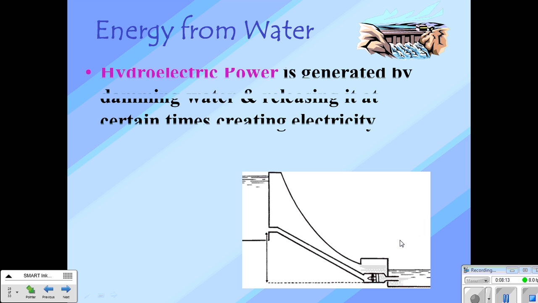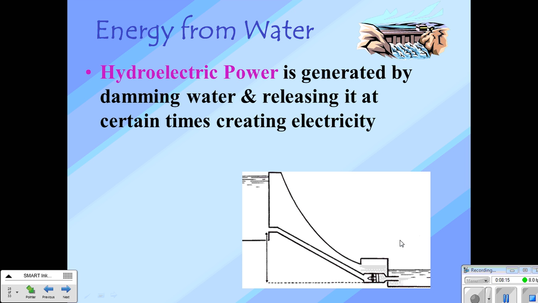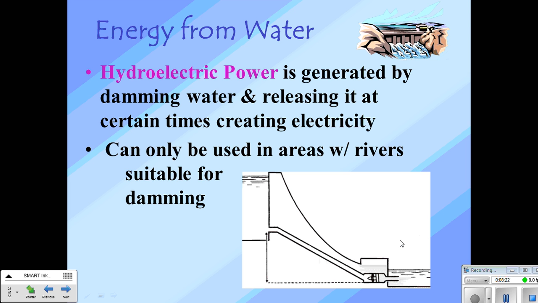And then energy from the water. Hydroelectric power is generated by damming water and releasing it at certain times, creating electricity. And it can only be used in certain areas with rivers that are suitable for damming. If you think about this whole thing here as a river, they build this dam here, and then you're keeping water on one side, and then they'll open the gates and let the water flow, and it'll turn this turbine right here, which creates energy, which they use and harvest.